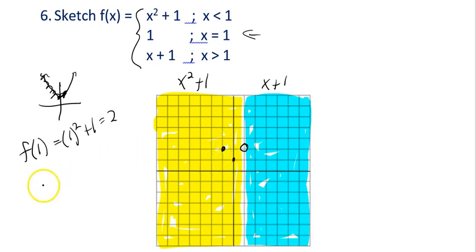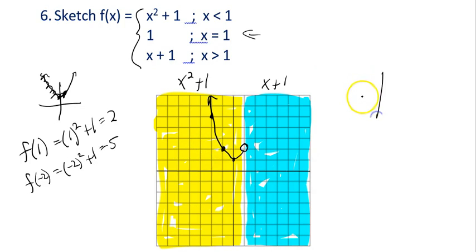And then I'm going to do one more at -2. So f of -2 would be -2 squared plus 1. That would give me 5. So -2, 1, 2, 3, 4, 5. I can get a better shape with that one in there. And so that's how my graph looks.